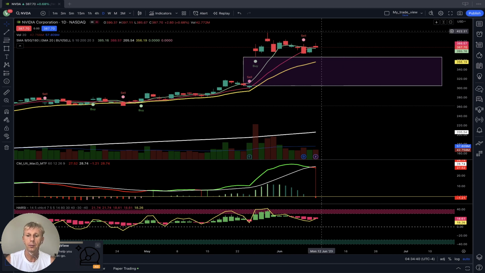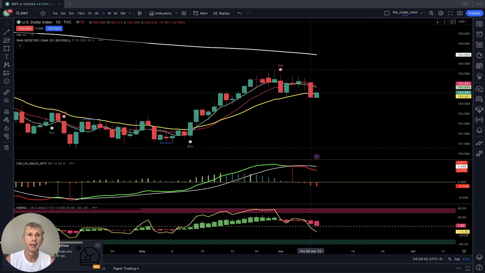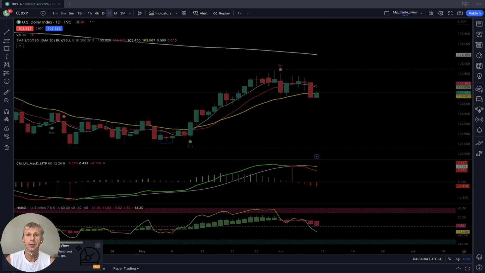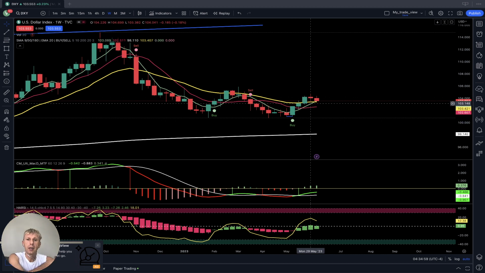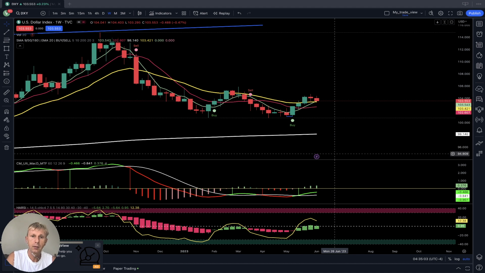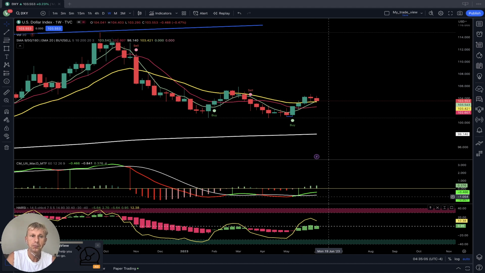Let's move to DXY. DXY on the weekly time frame is still positive, still bullish. The last bar is still above all moving averages. That's very bullish. Very nice. Buy signal still from the script. MA5 did a bullish crossover over 10 and 20, bullish trend on the weekly time frame. Dollar is bullish. I like it.